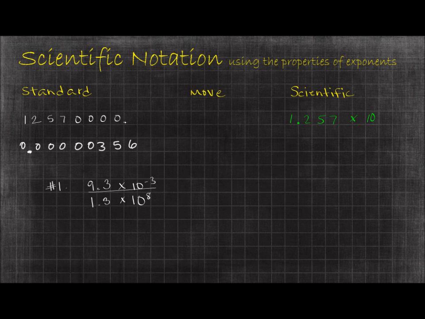Now, if I currently have my decimal place here and I need to move it to here, I'm going to have to go 7 places. So you're going to have 10 to the 7th power.